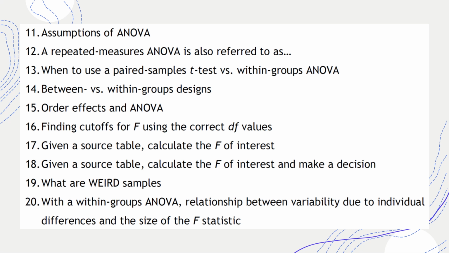13, I think. When to use a paired t-test versus within groups ANOVA. It's got 2 blanks, so basically, how many groups do you have when you're using the paired t-test? And if you remember the t-test is 2, right? The ANOVA is going to be more than that. Okay.